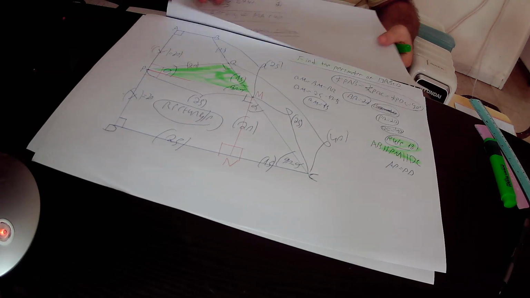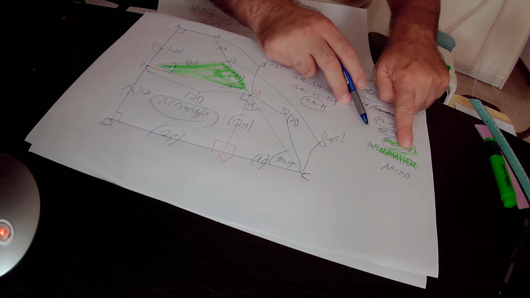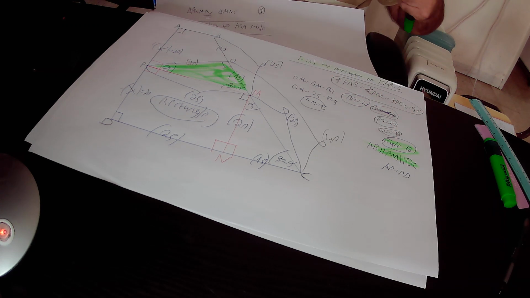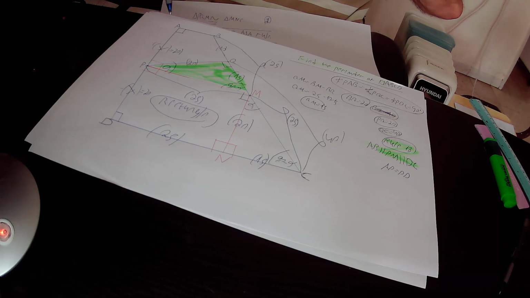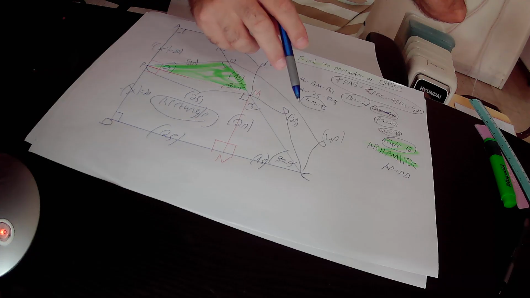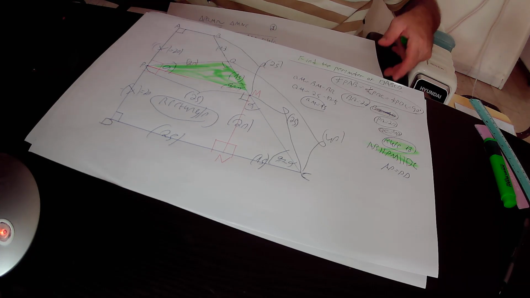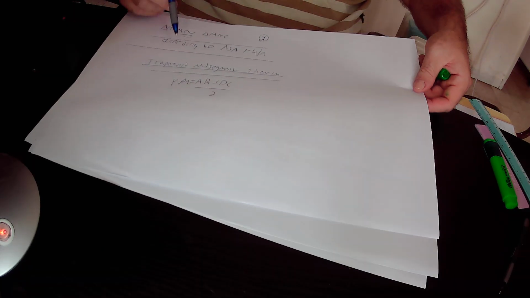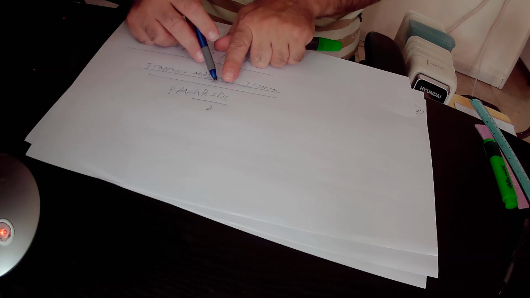But again, AB is parallel to DC, according to what we already found out, and therefore quadrilateral ABCD is a trapezoid. Because the definition of a trapezoid is a quadrilateral with one pair of parallel sides. In quadrilateral ABCD, side AB is parallel to side DC, so the two parallel bases are AB and DC. And the length of the mid-segment PM equals AB plus DC over 2.